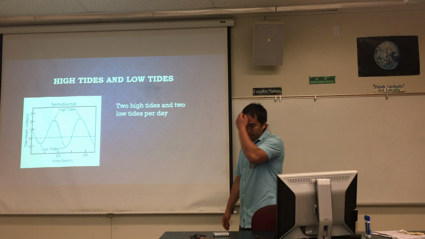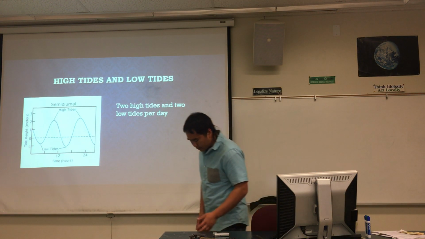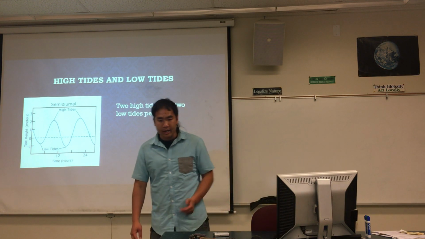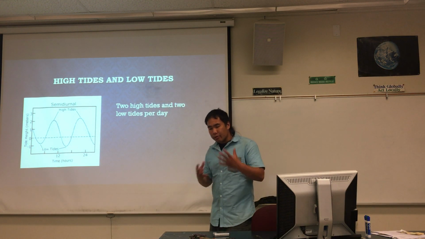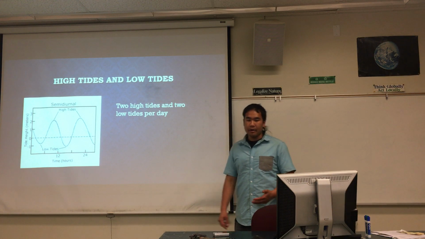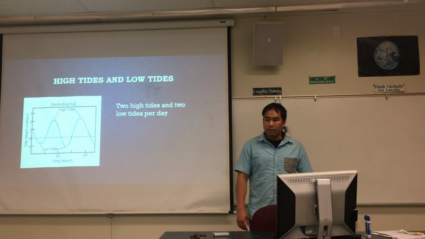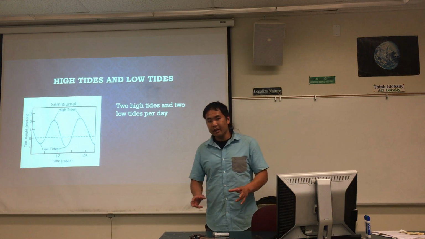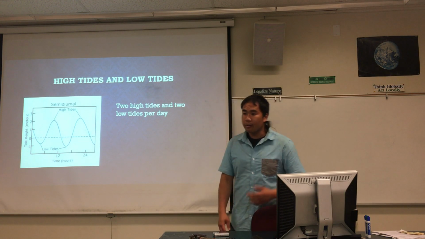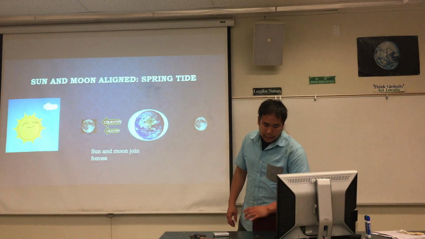Okay, so throughout the month, there might be some really high tides, really low tides, or some in-between tides. Low tides are not that low and high tides are not that high. What causes the difference in height? It is the moon position, right? The moon phase. So let's take a look at this.